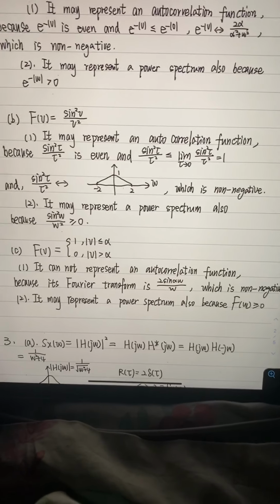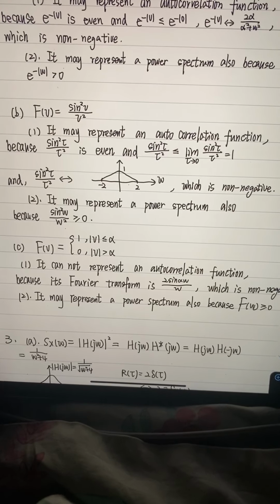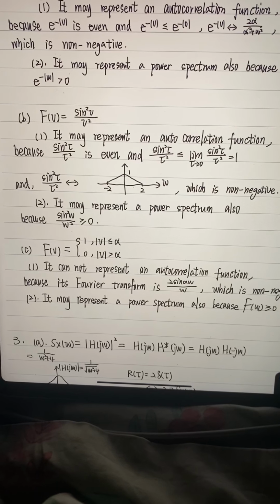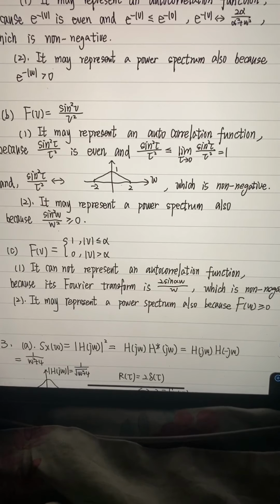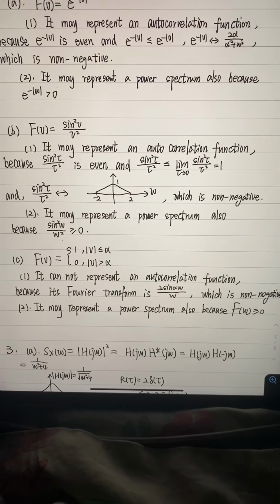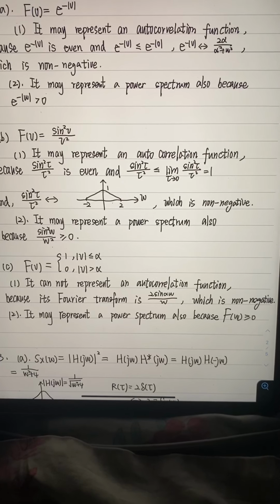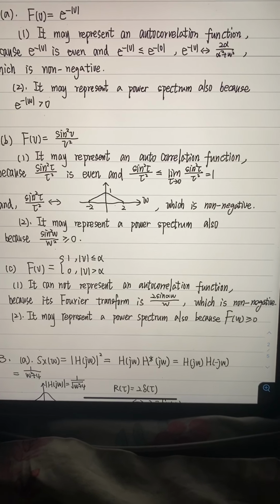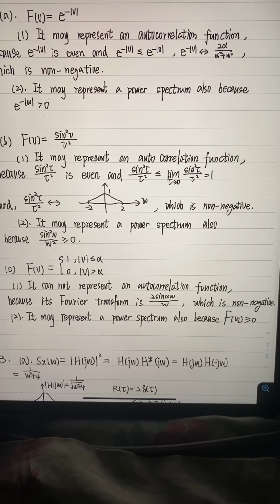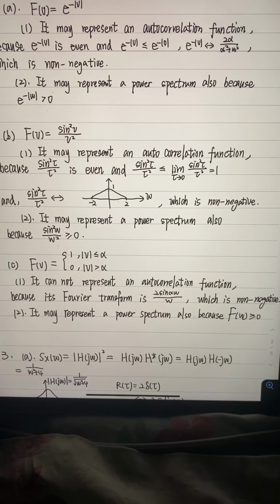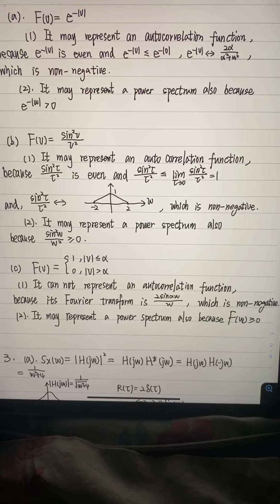and the figure of it is like this, and which is non-negative. It may represent a power spectrum also because sine omega squared divided by omega squared is larger than 0.